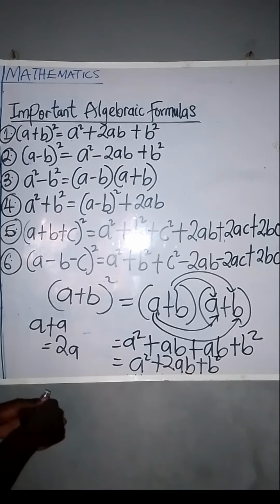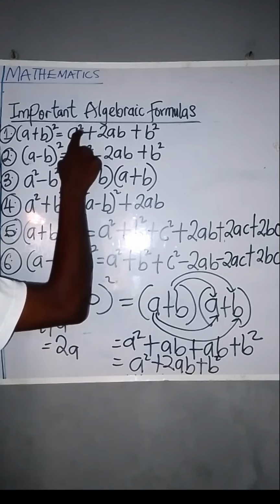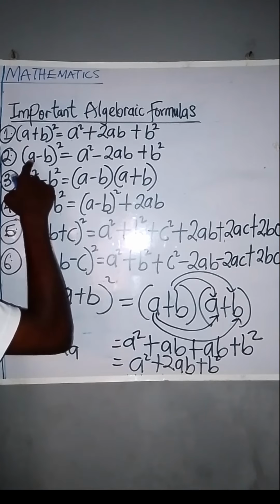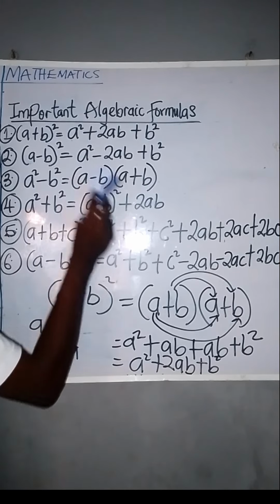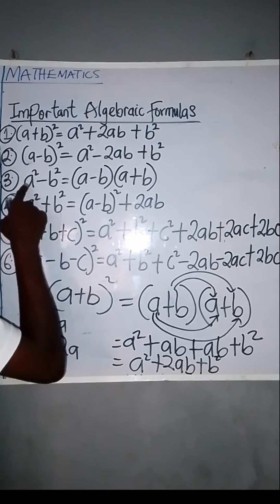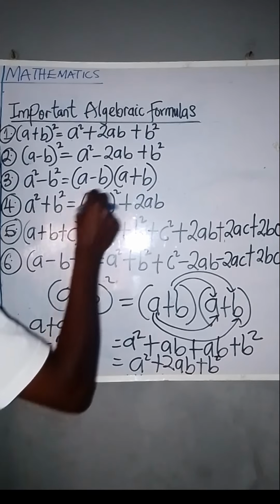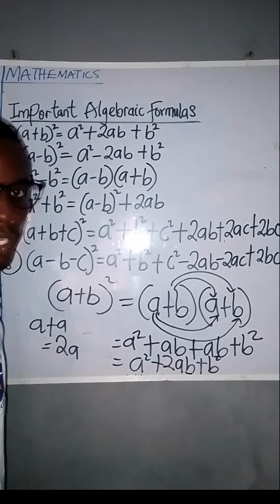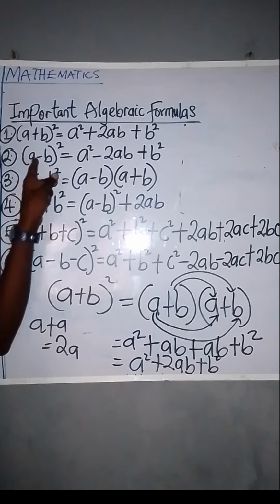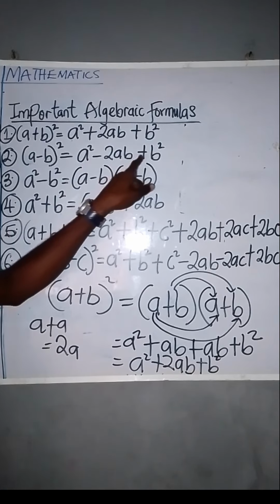So the first algebraic formula says anytime you have (a plus b) in brackets squared, it gives me a squared plus 2ab plus b squared. Then number 2, they say (a minus b) in brackets squared is the same thing as a squared minus 2ab plus b squared. Then number 3, they said a squared minus b squared is the same thing as (a minus b) in brackets, then another bracket (a plus b). Now you should be able to understand that. Number 2 has (a minus b) squared equal to a squared minus 2ab plus b squared.